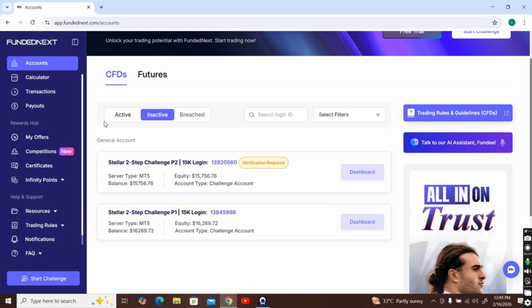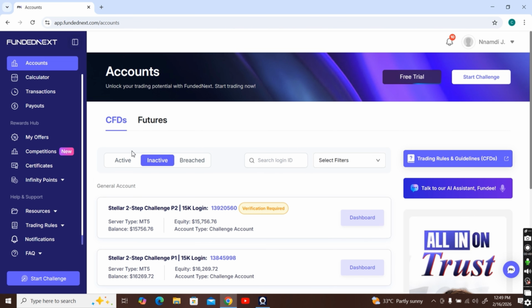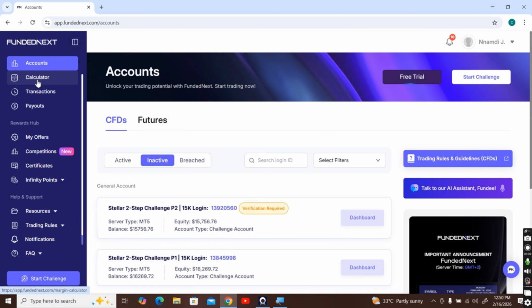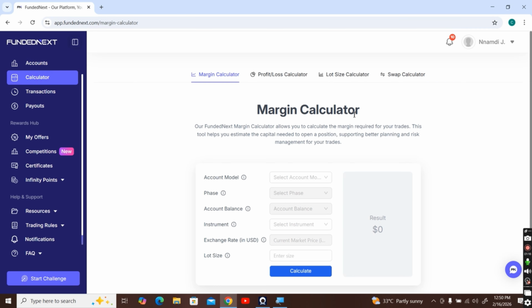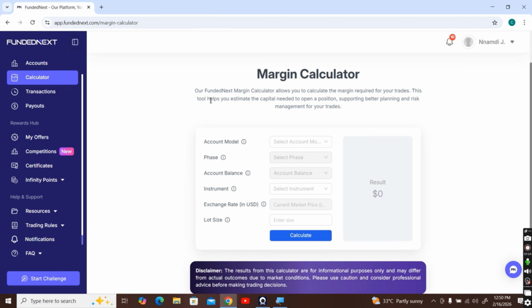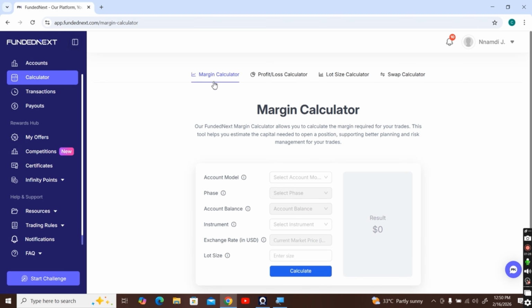So first of all, to calculate your margin on the FundedNext official website, you need to go to this particular place where they wrote calculator. If you click on it, that's the FundedNext calculator. Here we have the margin calculator, the profit and loss calculator, the loss size calculator, and the swap calculator. But for this particular video, I will just focus on the margin calculator.